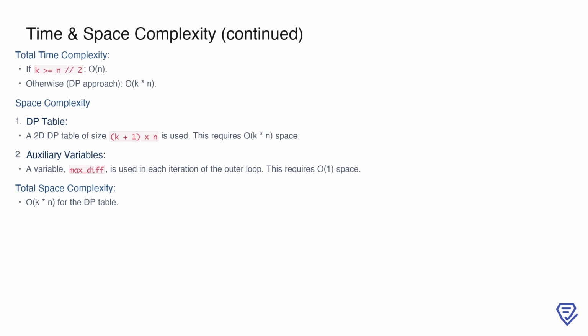Moving on to space complexity, the DP table occupies a 2D array of size (k plus 1) by n, resulting in O(k*n) space. Additionally, the variable max_diff is used during each iteration of the outer loop, but since it only requires a single value at any given time, its space complexity is O(1). Considering these factors, the total space complexity is dominated by the DP table, which is O(k*n). This balance of time and space demonstrates how the algorithm is optimized compared to more naive approaches.